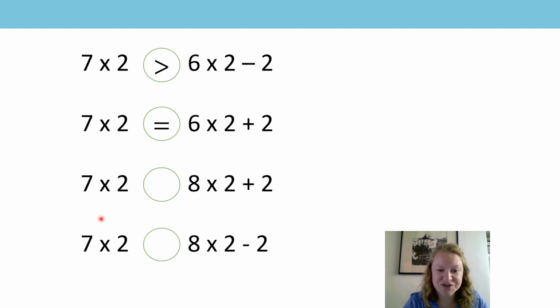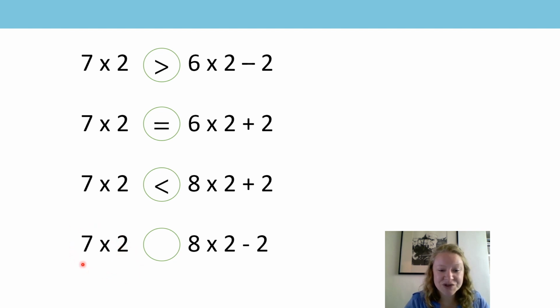Again, we've got 7 2s here. But on this side, this time we've got 8 2s and another 2. So what do you think about this 7 2s over here? It's going to be less than, isn't it? 7 2s must be less than 8 2s, and it's definitely less than 8 2s plus another 2. Good. Let's have a look at the last one then.